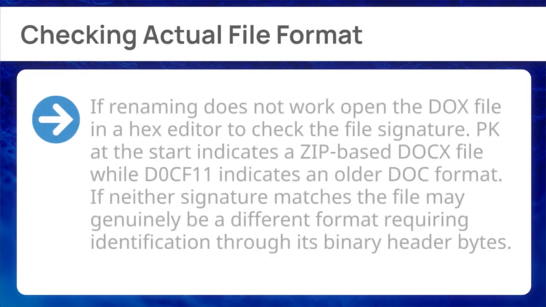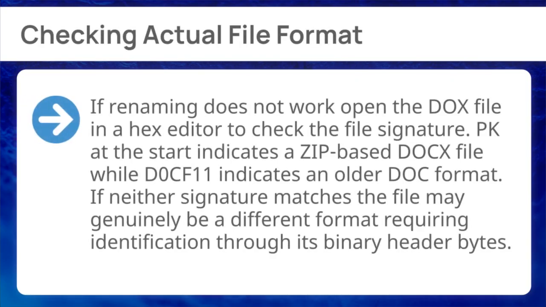Finally, checking actual file format. If renaming does not work, open the DOX file in a hex editor to check the file signature. PK at the start indicates a zip-based DOCX file, while D0CF11 indicates an older DOC format. If neither signature matches, the file may genuinely be a different format, requiring identification through its binary header bytes.